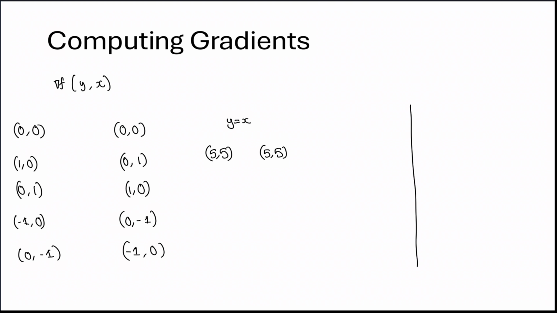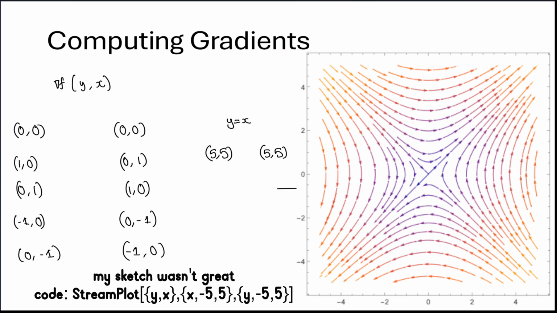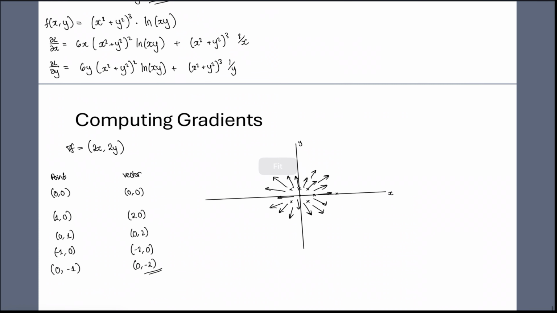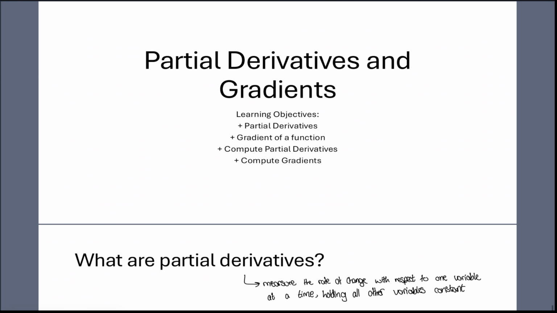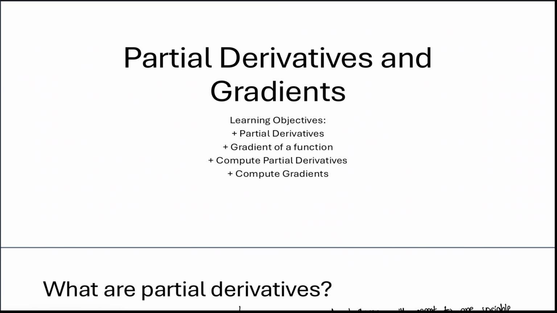So when we end up drawing this, we'll see that 0, 0 stays the same. 1, 0 tries to become 0, 1. Okay, cool. Hopefully that all made sense, and you've gained a deeper understanding of partial derivatives and gradients.